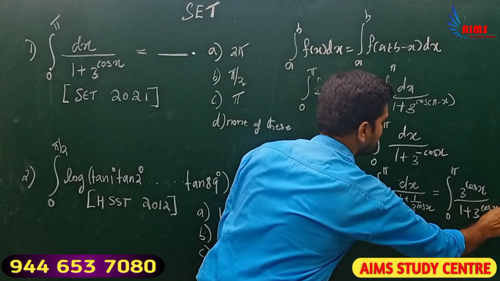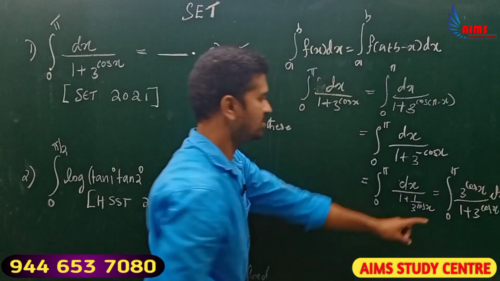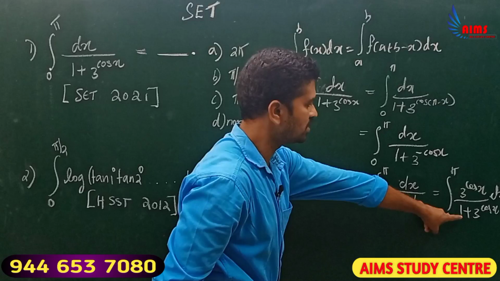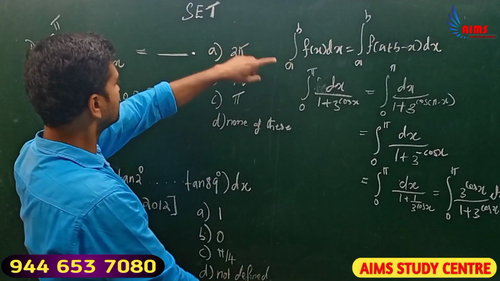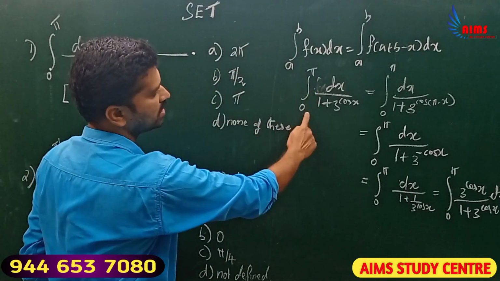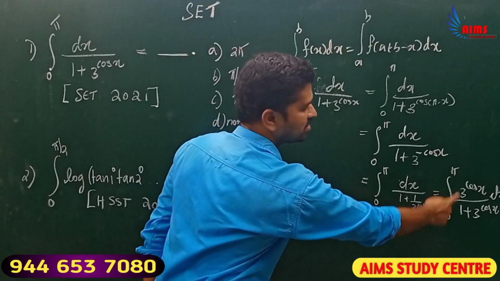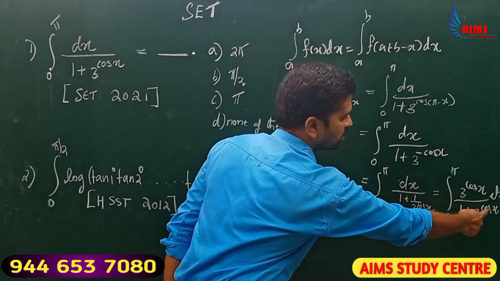When you take the LCM, you will get integral 0 to pi 3 raised to cos x dx divided by 1 plus 3 raised to cos x. So these two integrals are the same. Which integral? This one, integral 0 to pi dx by 1 plus 3 raised to cos x, is the same as integral 0 to pi 3 raised to cos x by 1 plus 3 raised to cos x.